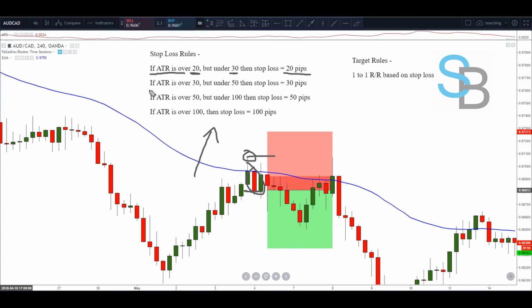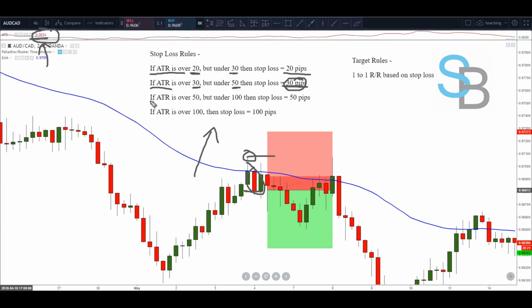Now, the way we figure out the ATR, guys, is hovering over the entry candle and looking right up here in the top left-hand corner, this number on our ATR indicator. So if we have an ATR that's over 30 but under 50, meaning anything between 30 and 50, from 31 all the way up to 49, we're going to be using a 30 pip stop. And that would be the case even for 30. So from 30 all the way to 49, we're going to be using a 30 pip stop loss. So if this ATR right here, instead of being 24, was 34, we would be using a 30 pip stop.